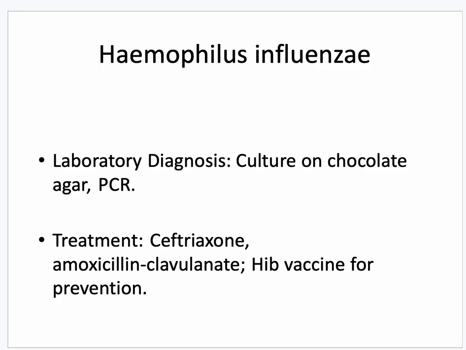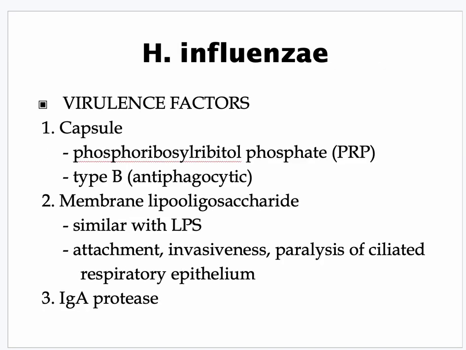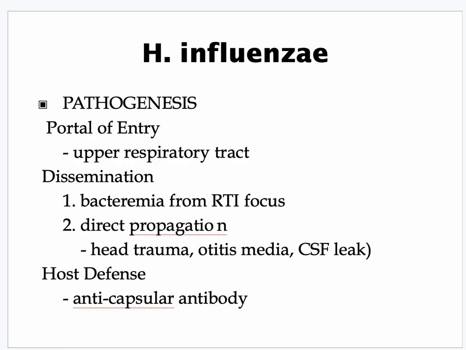So, your Haemophilus influenzae is the most common cause of meningitis in children 6 months to 2 years old. It's a gram-negative short rod, non-spore-forming, non-motile, facultative anaerobe, fastidious. They have factor X and factor V. So, they have a capsule and a membrane lipo-oligosaccharide for attachment, invasiveness, and paralysis of ciliated respiratory epithelium, plus IgA protease.